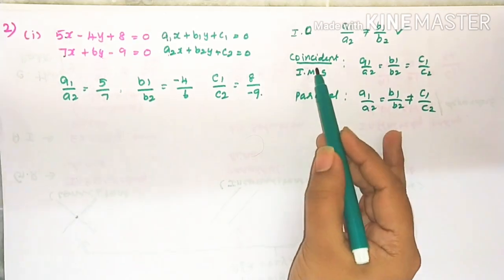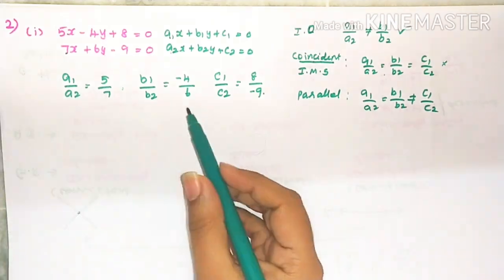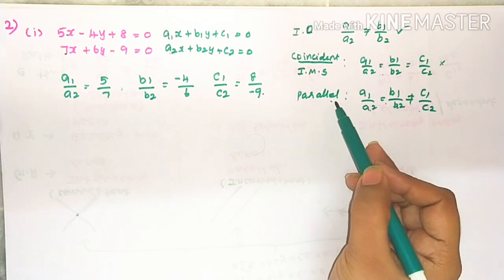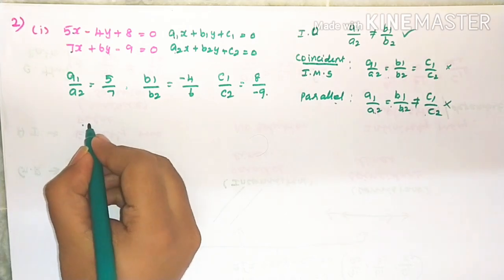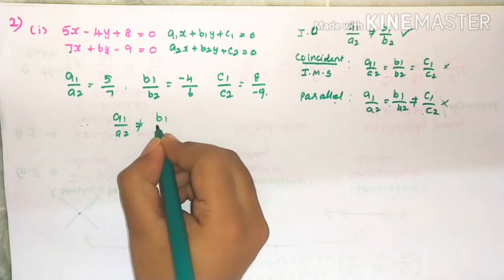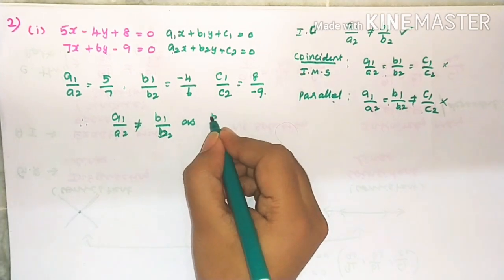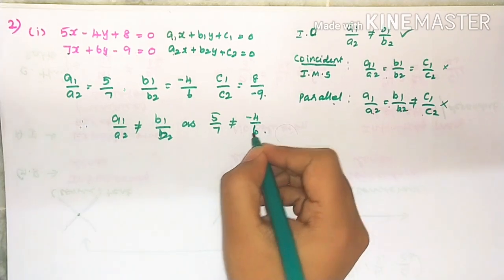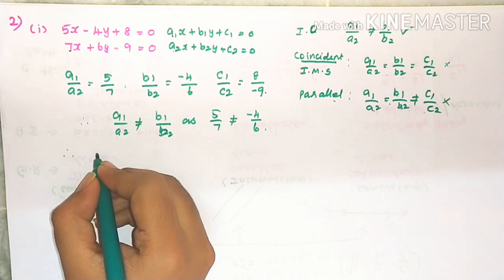Check the second condition. If all three are equal, we can say coincident. The three are not equal, so this condition is not satisfied. a1 by a2 equal to b1 by b2 not equal to c1 by c2 means parallel, so this condition also is not satisfied. So which one is satisfied? Here, a1 by a2 is not equal to b1 by b2, as 5 by 7 is not equal to minus 4 by 6. Therefore, the given pair of linear equations is intersecting at one point.